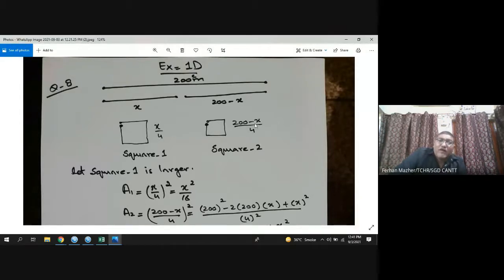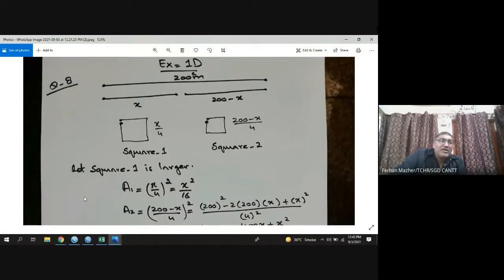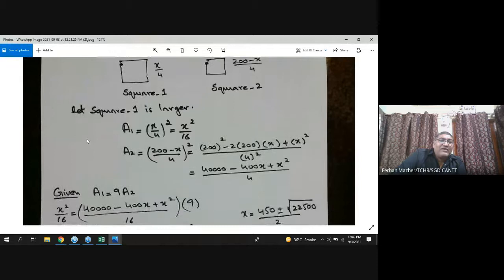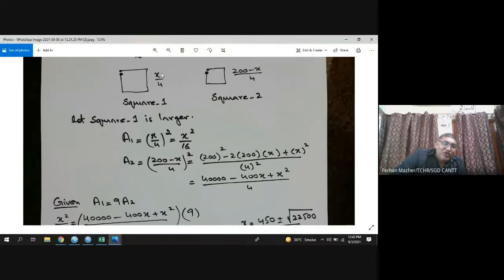The length of this square is (200 minus x) divided by 4. Now, I will find out the area. If I know the side of square number 1, I can find out the area. The area is length squared. So (x by 4) whole squared will be x squared by 16.